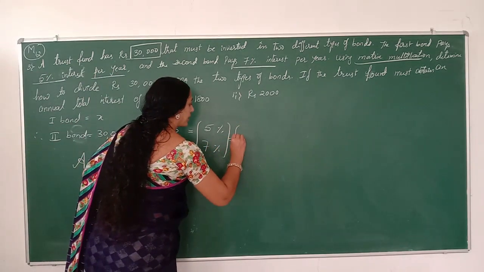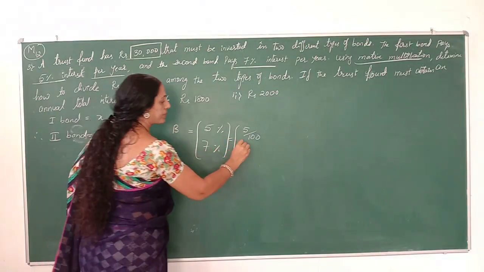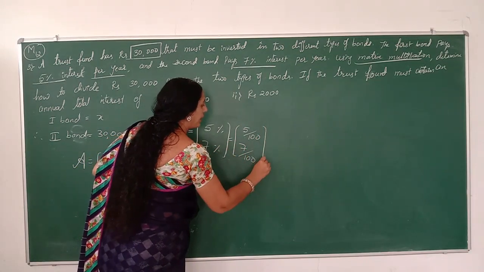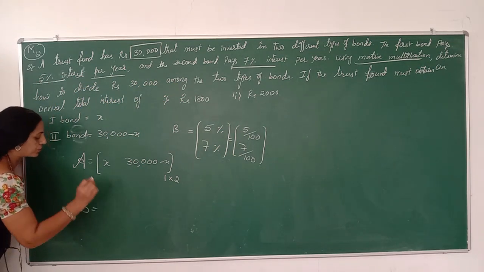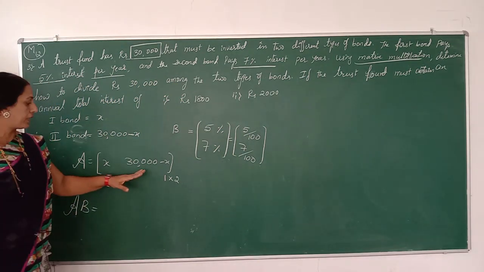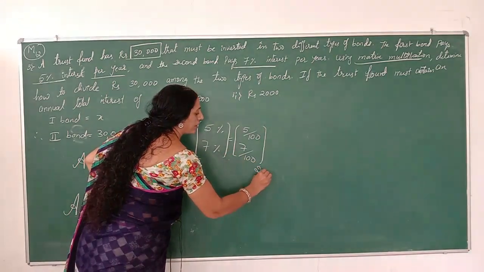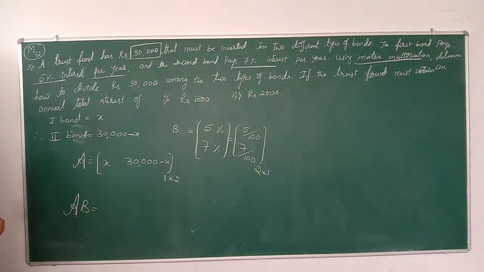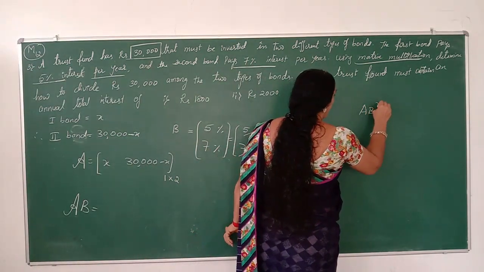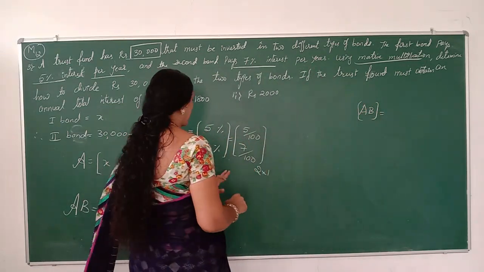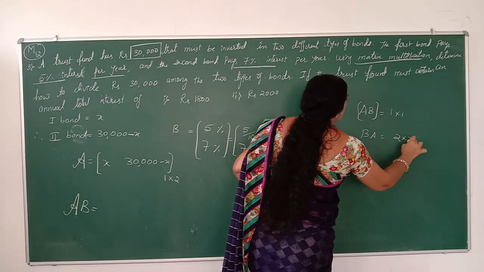But 5% can also be written as 5 divided by 100, and 7% as 7 divided by 100. That is B. Then next we'll find the product of these two, A into B. These can be written as either AB or BA, depending on the order of the matrices. The order of the second matrix is 2 cross 1, 2 rows and 1 column. Now A into B and B into A. After multiplication, A into B has order 1 cross 1, but B into A has order 2 cross 2.